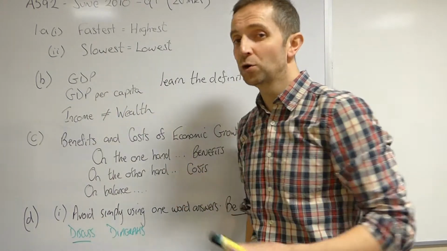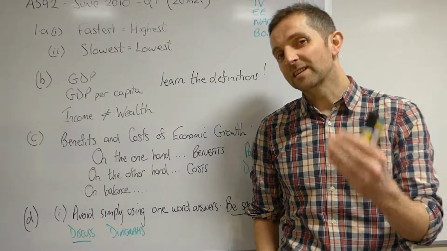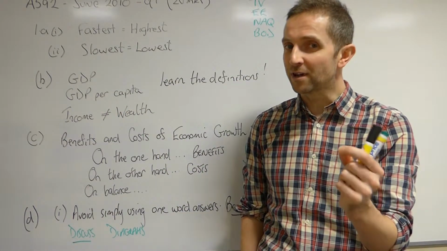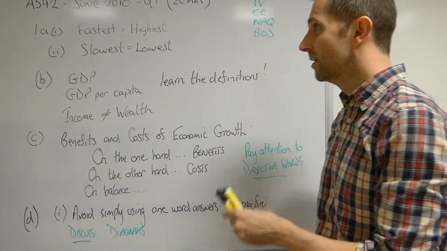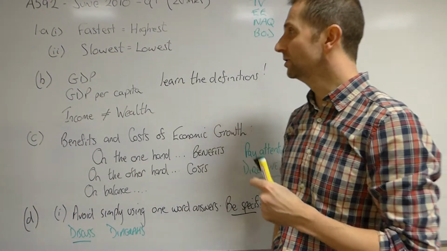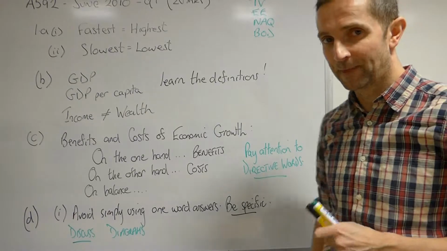Again, 1A part 2, it asks you to identify the slowest. Again, slightly confusing I think given the data that you're given. Again, read it as lowest and you'll not have a problem answering it.